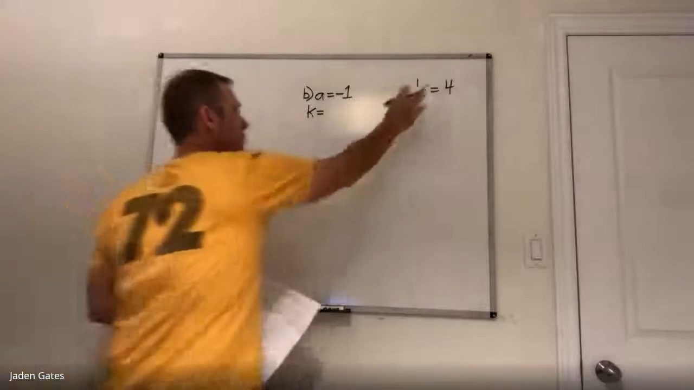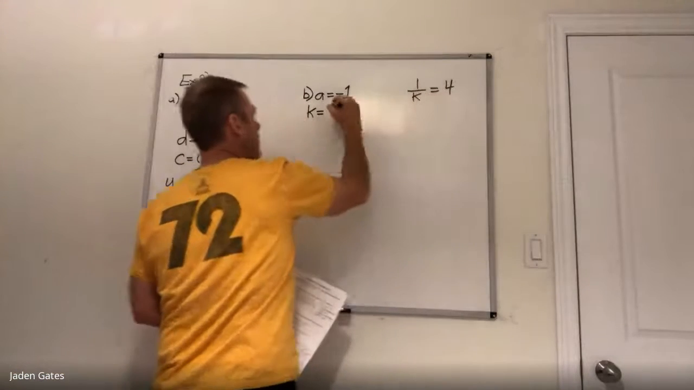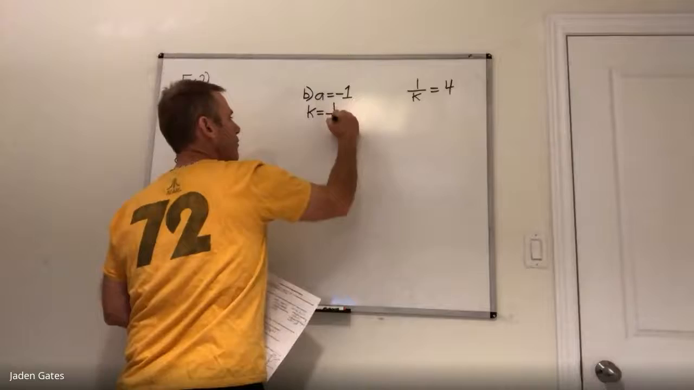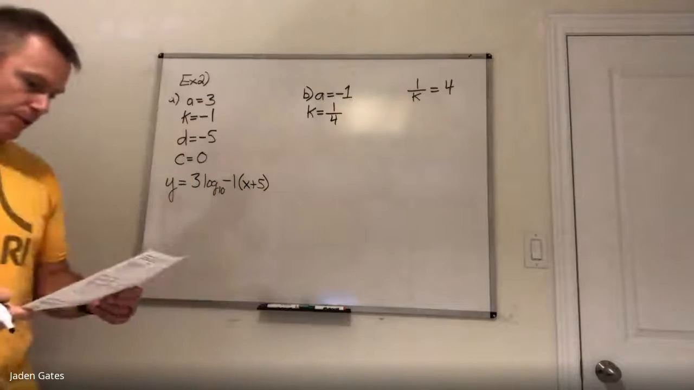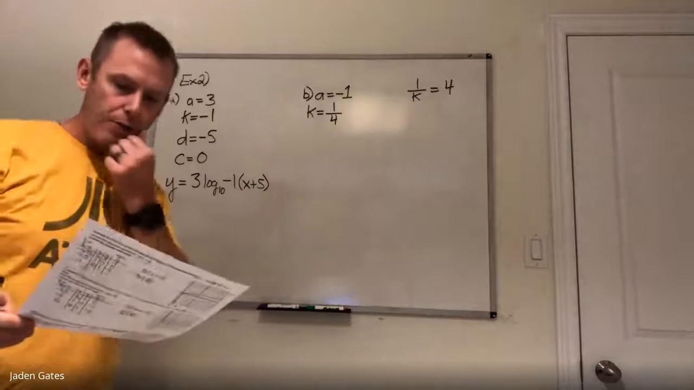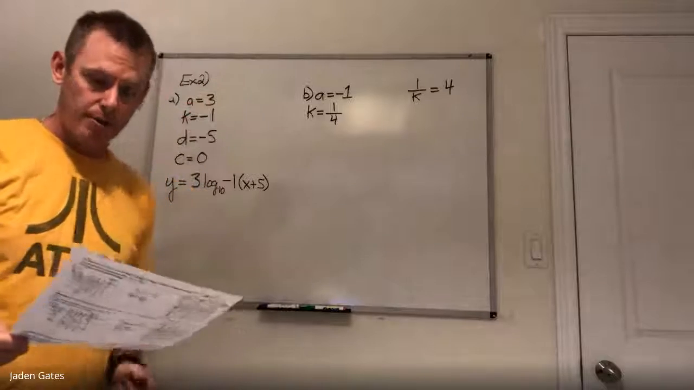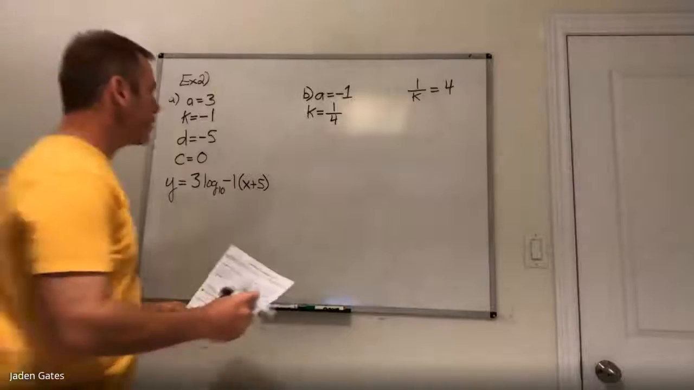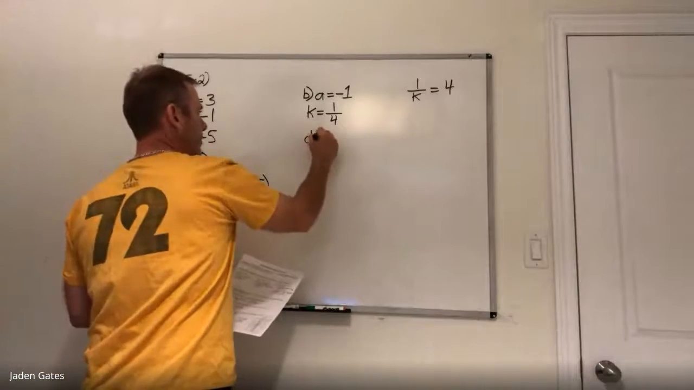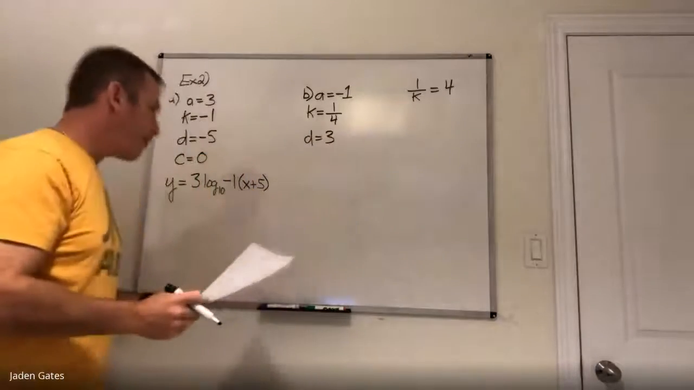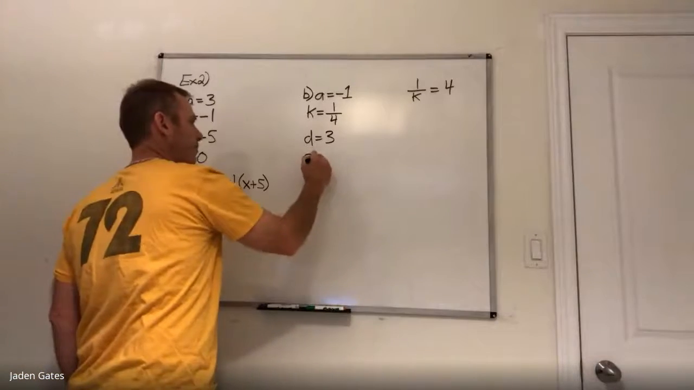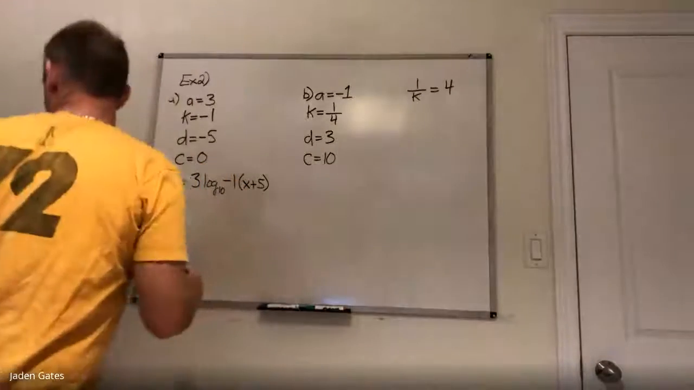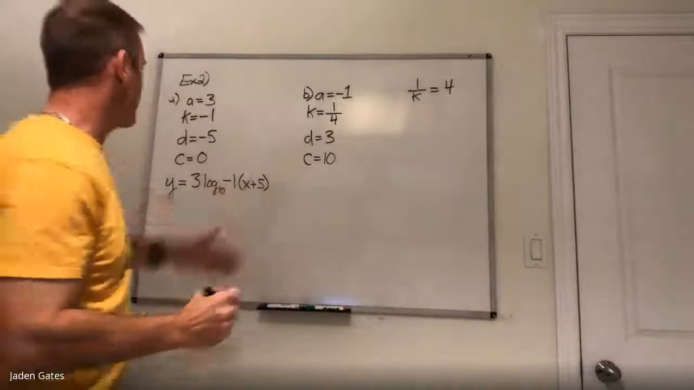Now, if I solve this equation, that's telling me that k is 1/4. So if you're horizontally stretched by a factor of 4, that means your k value, you inverse it, and it's 1/4. Shifted right 3, d is 3. Up 10, c is 10.